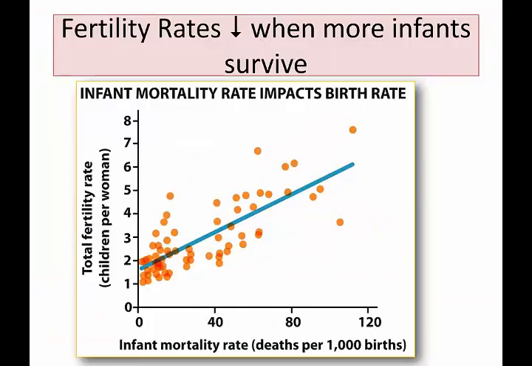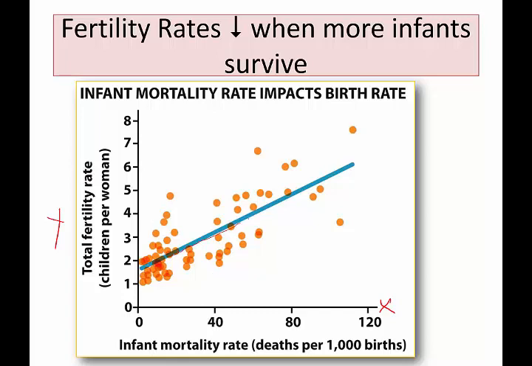The other thing that really decreases fertility rates is when more infants survive. On this graph, you can see the infant mortality rate on the x-axis. That means how many deaths per 1,000 births. And on the y-axis is the total fertility rate. How many children does each woman have? There are a lot of dots here, which is data collected from different countries, but if you took all the data and fit it to a line in a computer program, you would see that there is a linear relationship between infant mortality and total fertility rate. That means the two of these are directly related.